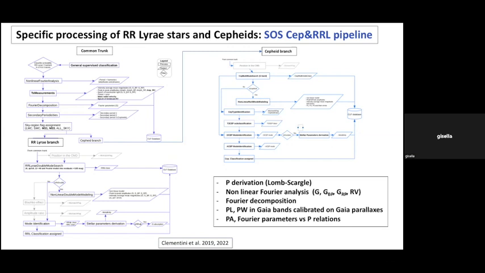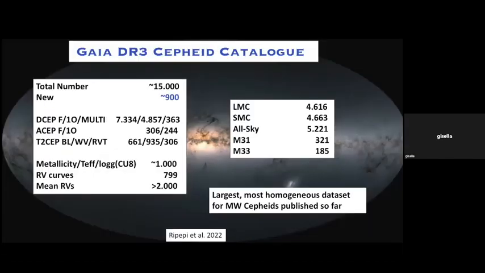So with this specific object pipeline, and with the other pipelines for other specific objects that have a similar structure but, of course, different tools and diagnostics, we produce the final catalogs that are released with Gaia. And in the case of Cepheids and RR Lyrae for DR3, the catalog of Cepheids contains a total of about 15,000 confirmed Cepheids, of which 900 are new Cepheids.